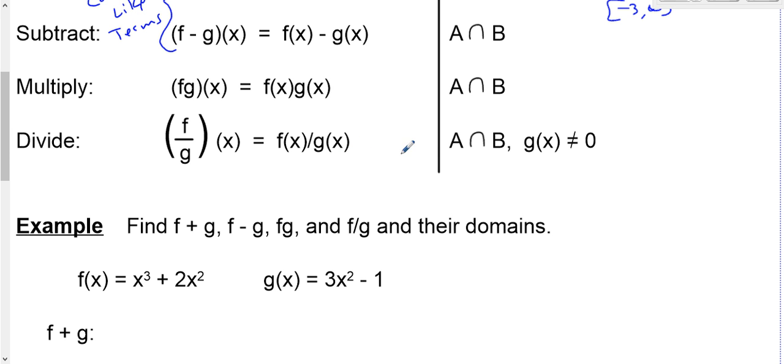When you divide f over g of x, you are dividing the two functions. A lot of times you really can't do much in terms of simplifying, but if you can, you're looking to factor something out and cancel. But the domain here is going to be not only the intersection of the two domains, but also you are going to have to realize that because of g being in the denominator, whatever that domain is, you cannot have equal to 0.